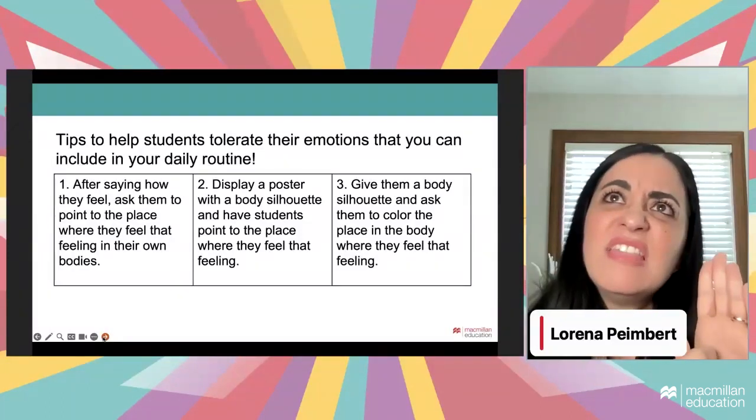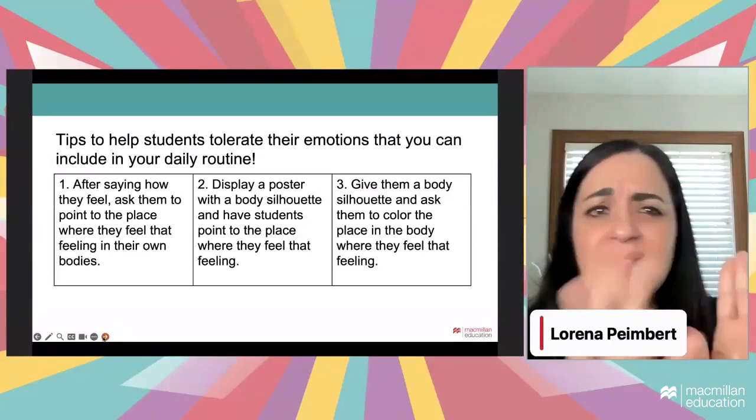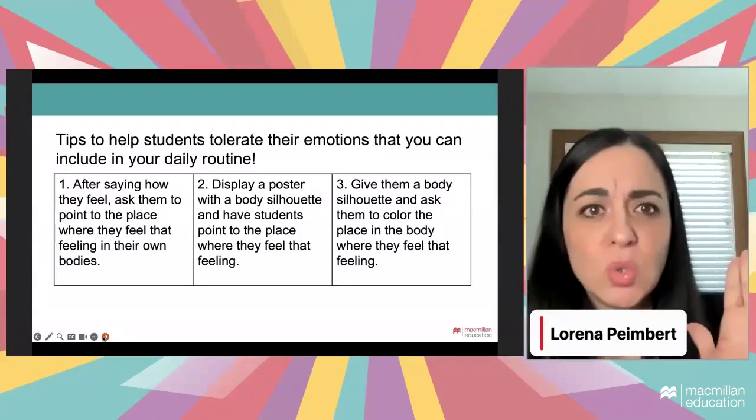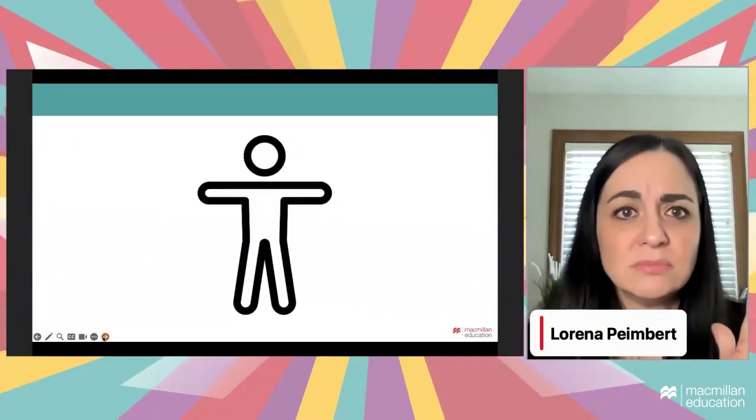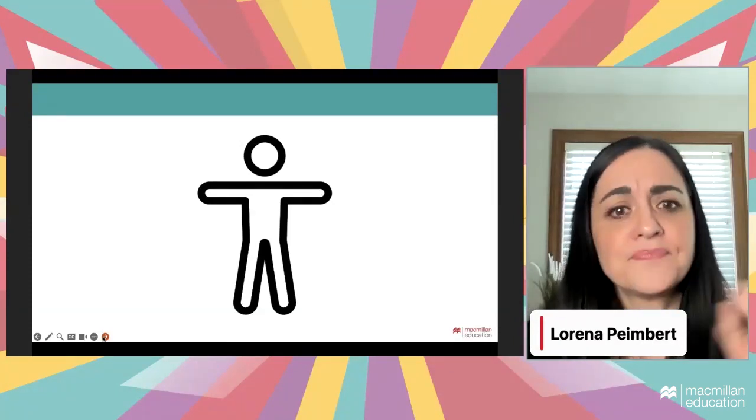How do you see that emotion in your body? What color is it? Let them choose the color they want, and then they are going to color. Okay? Like this one. This is the kind of poster you can have, or a body silhouette, all right? For them to color.